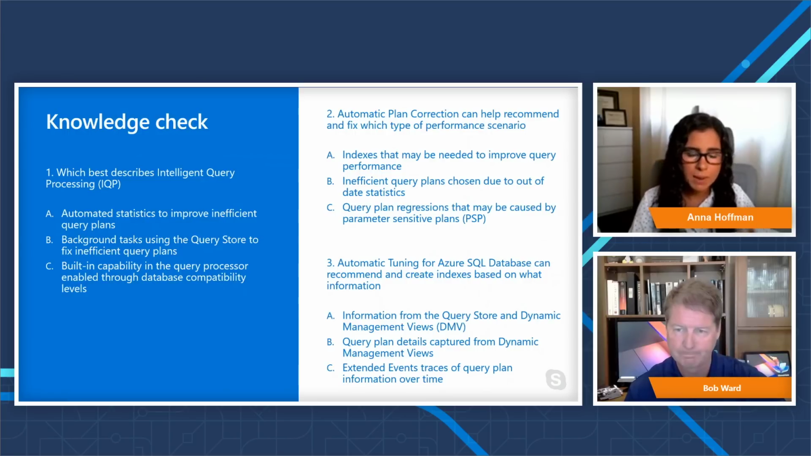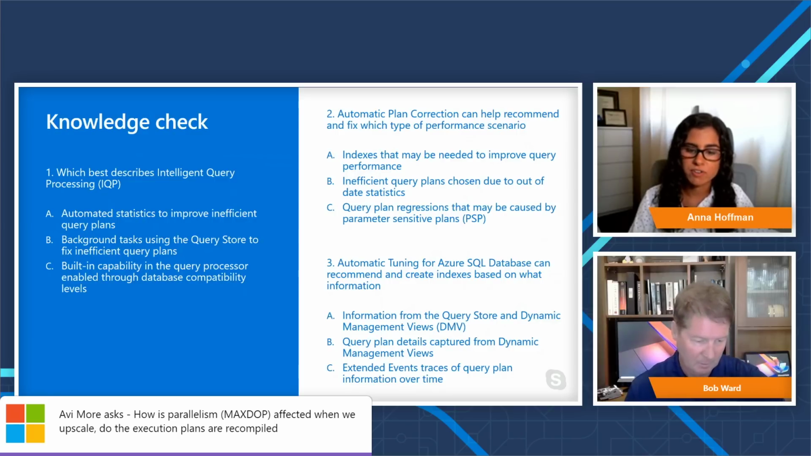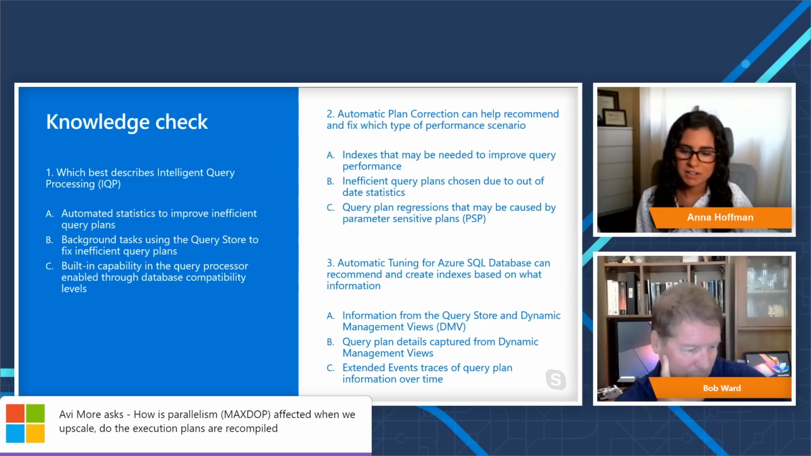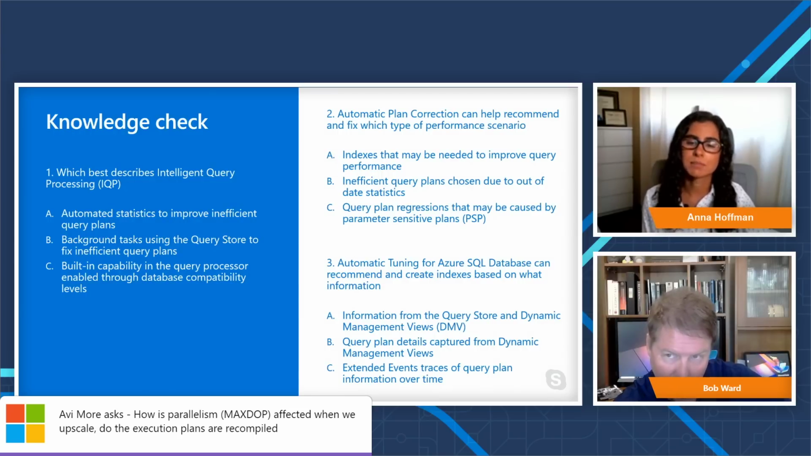Absolutely. Now, I put some knowledge check questions up, and as people are thinking about those, I wanted to throw up a question from Avi. Avi asked, how is parallelism, MaxDop, affected when we upscale? I'm guessing scaling up. Do the execution plans get recompiled?